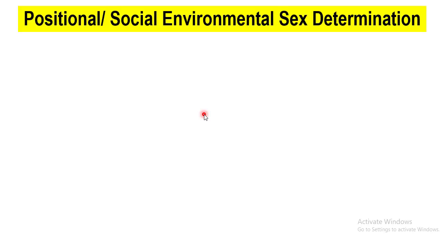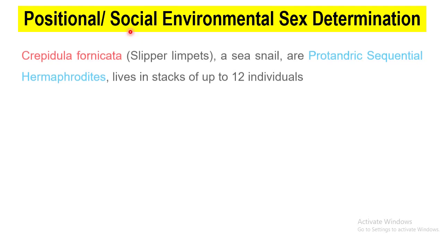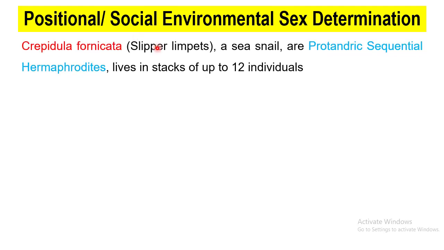In this particular video, I want to focus on another environmental sex determination system, and you can call it the positional or social environmental sex determination system. I'm going to use the example of a slipper limpet, known as Crepidula fornicata. That is the technical name. It is a sea snail, and these slipper limpets are protandric sequential hermaphrodites, which live in stacks of up to 12 individuals. So the first thing you need to understand is, what does this term protandric mean?